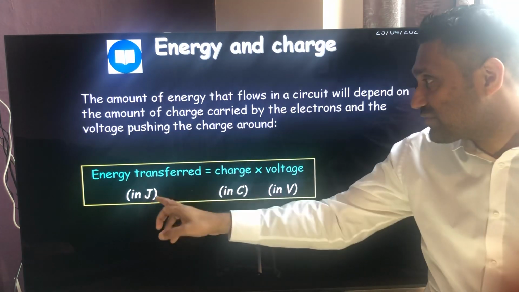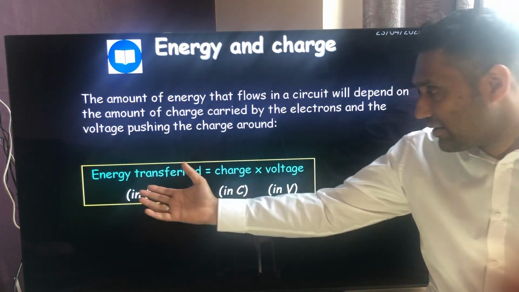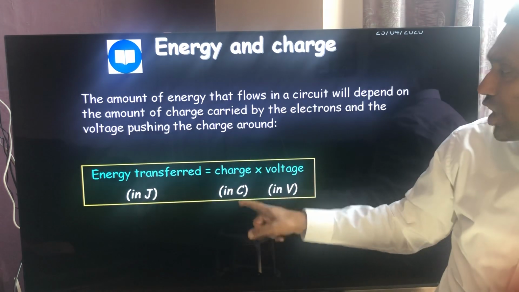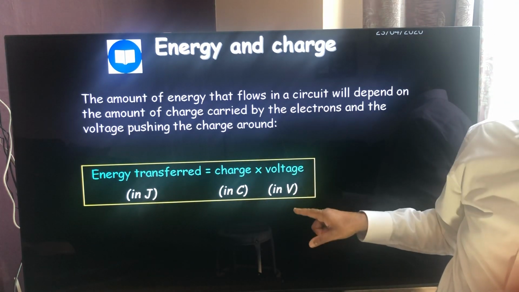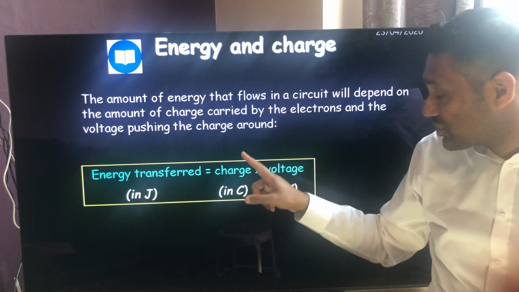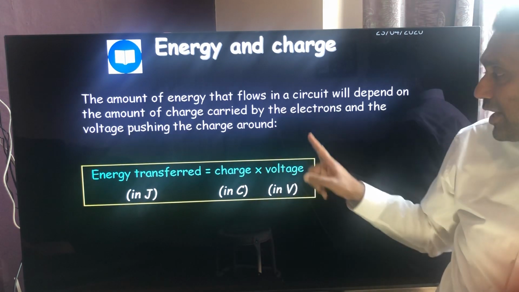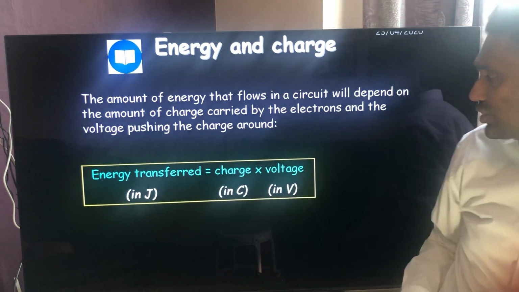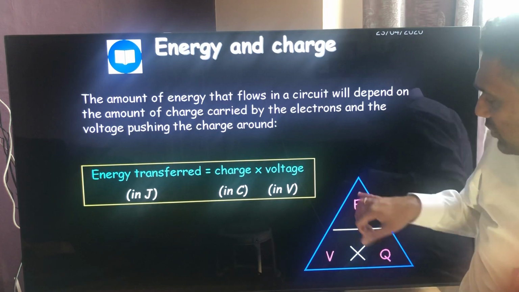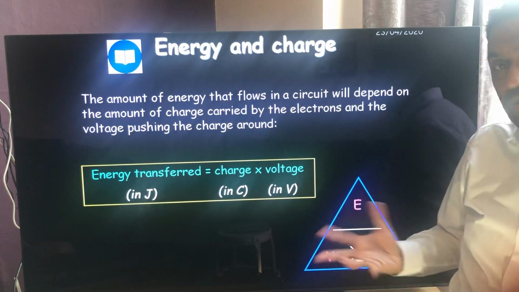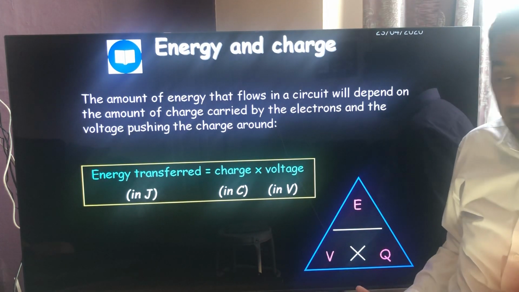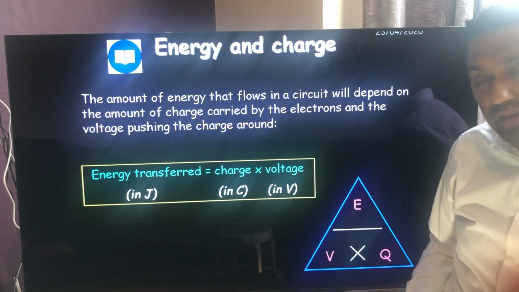So the energy transferred, E, because energy is E, energy in joules, equals the charge times the potential difference, or the voltage. So it's going to be Q times V. E equals QV. So it looks like that. So E equals Q times V, or V times Q. It doesn't matter either way around, it's the same thing, right? But I remember it as E equals QV.